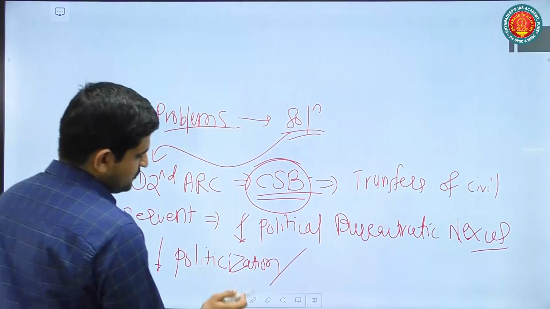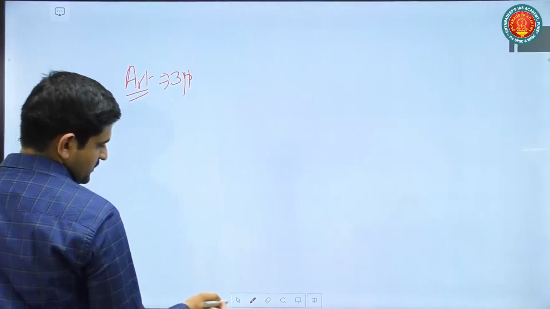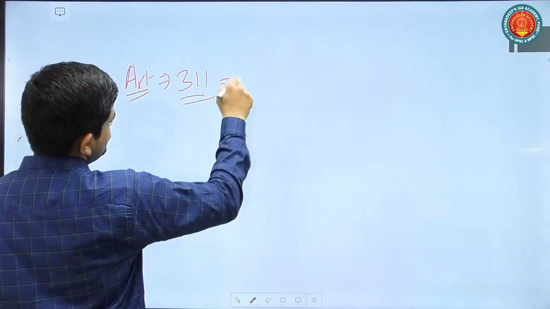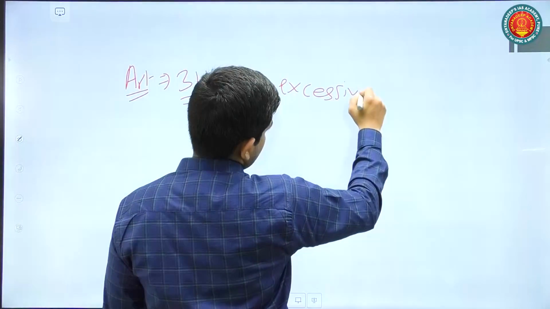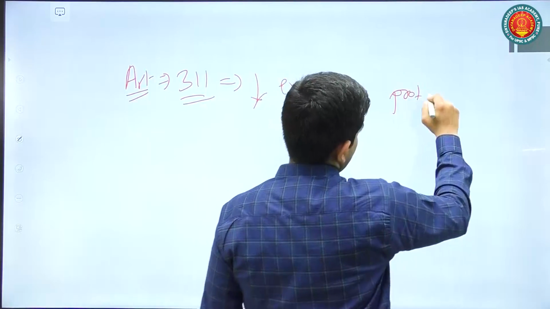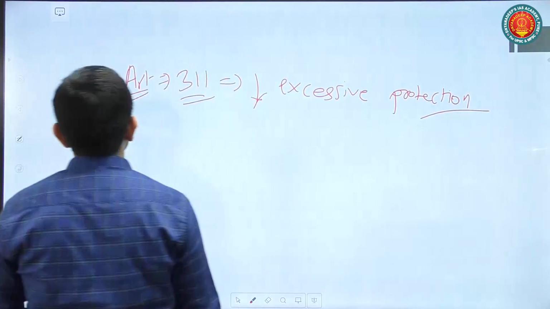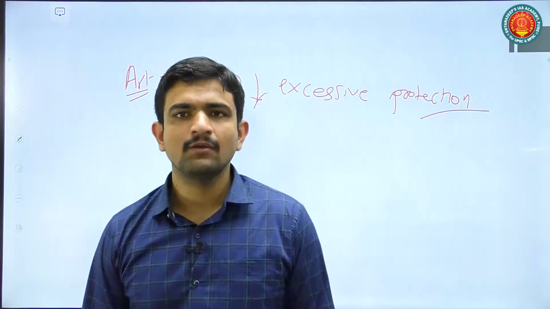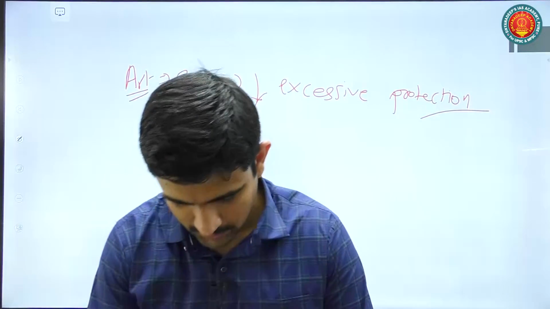Then you can also highlight that there needs to be an amendment of Article 311. That is also mentioned in the second ARC. It should reduce the excessive protection given to civil servants in service. So these are the reforms that you can suggest as a part of your answer, and then you can conclude that these reforms are needed on a very priority basis.